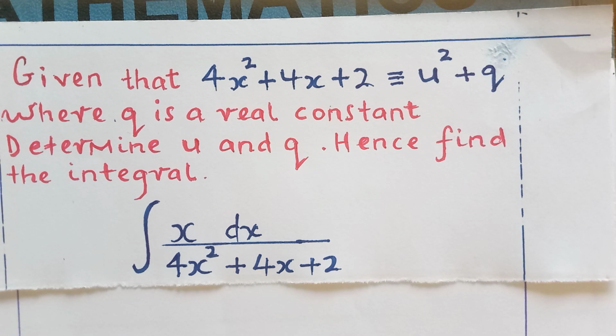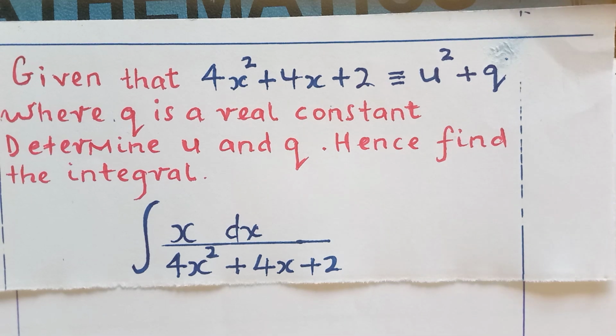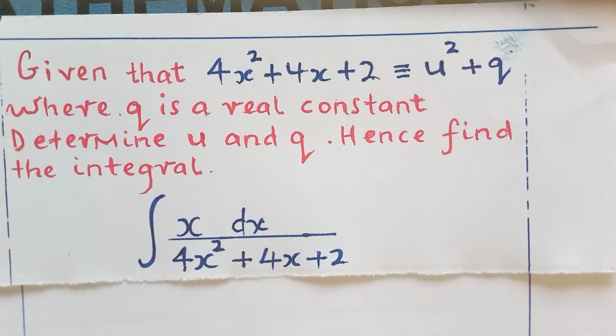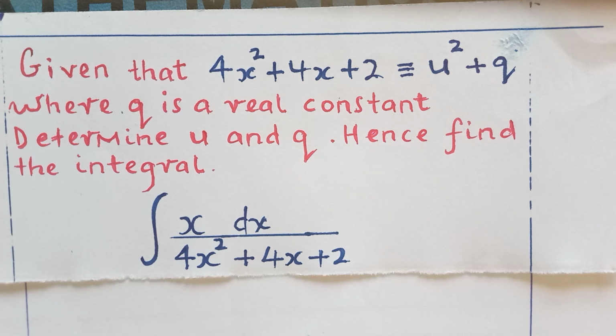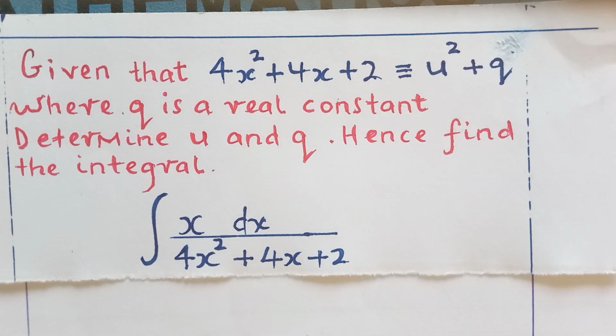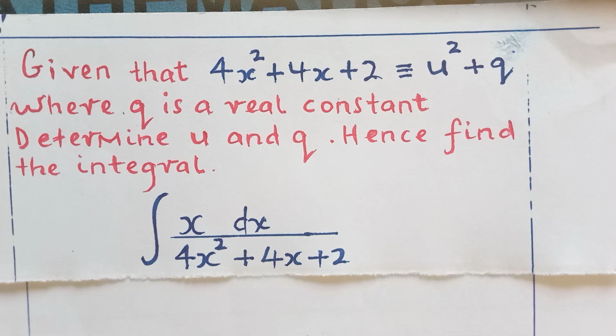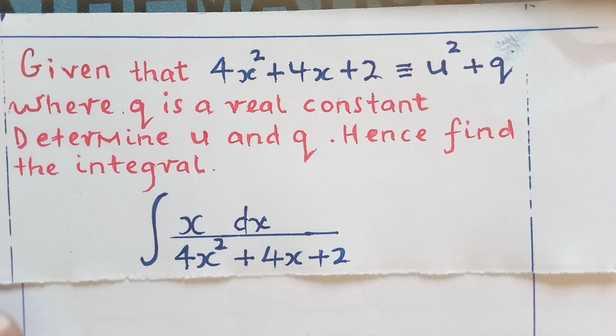Guys, I'm back with my videos, and today we are going to look at integration. So I read this question and then we continue. Given that 4x squared plus 4x plus 2 is equal to u squared plus q, where q is a real constant, determine u and q, hence find the integral.